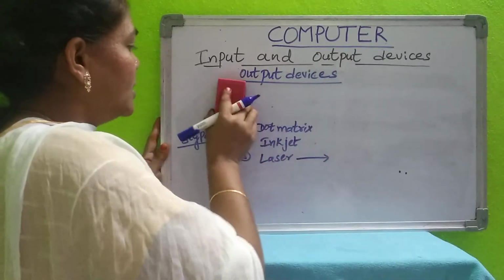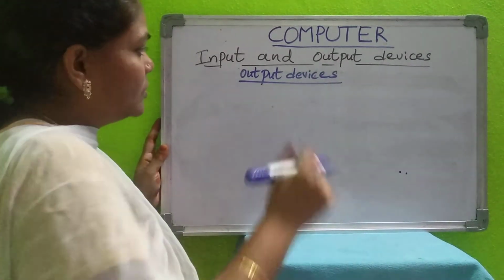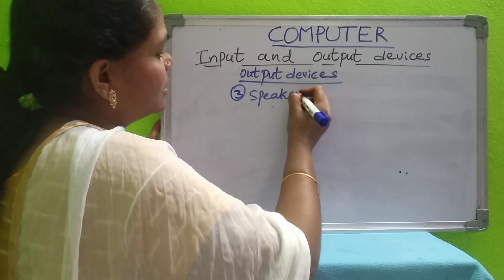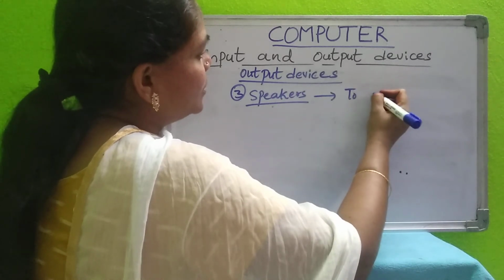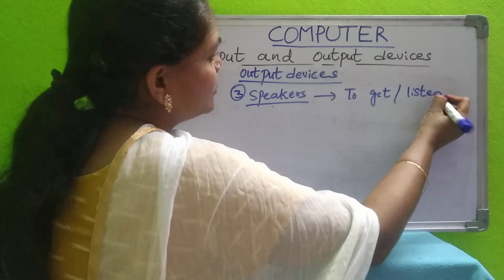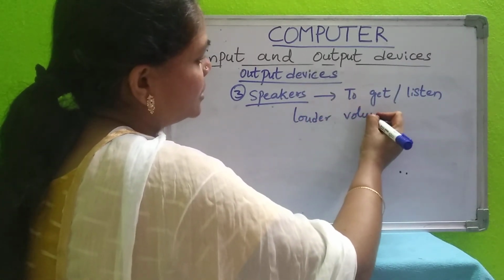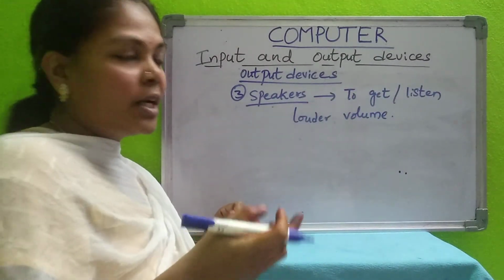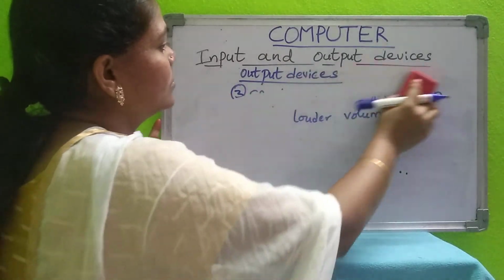Next, the third output device is speakers. Using speakers, we can listen to louder volume. To listen to louder volume, we use these speakers. We can connect them to the computer and we will get the louder volume. We use them only to get the sound.